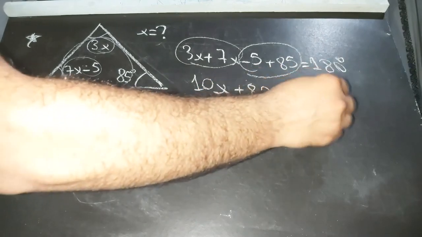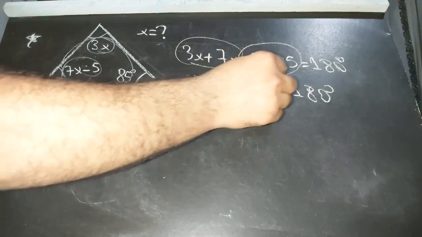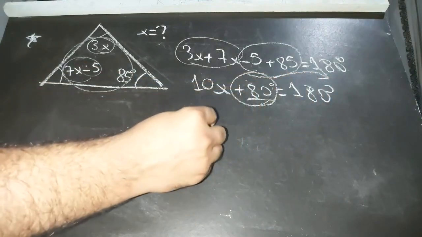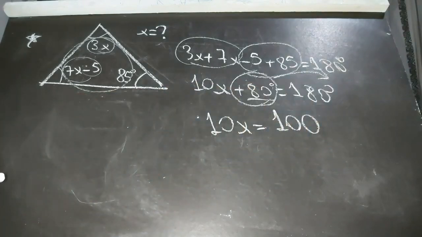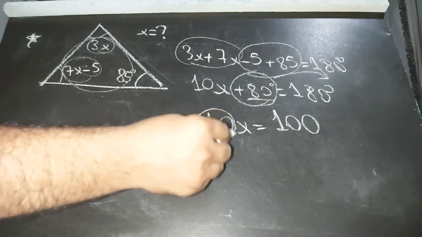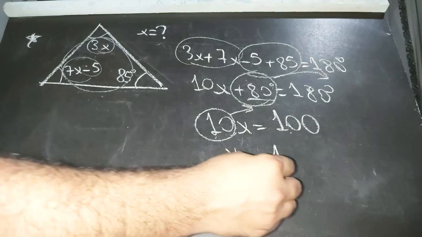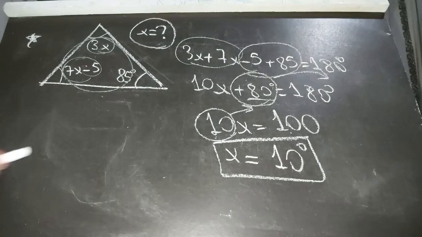Equals 180. So I'm going to leave the unknown alone. Take this positive 80 as negative 80 to the other side. That will be 180 minus 80. 10x equals 100. So this is multiplication, it will go to the other side as division by 10. x will be 100 divided by 10, which is 10. And the question is asking what is x already. That will be my answer, right? So let's pass to the next question.